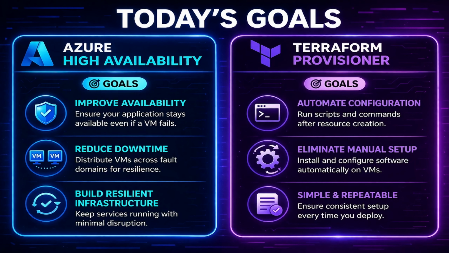Alright, before we jump into the technical part, let's quickly look at what we are going to cover. On the left side, we have Azure High Availability. The goal here is to make our infrastructure more reliable. So even if a VM fails, our application stays up.